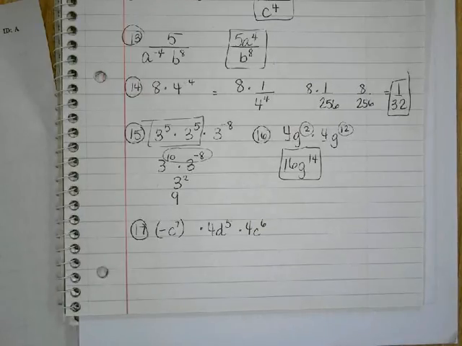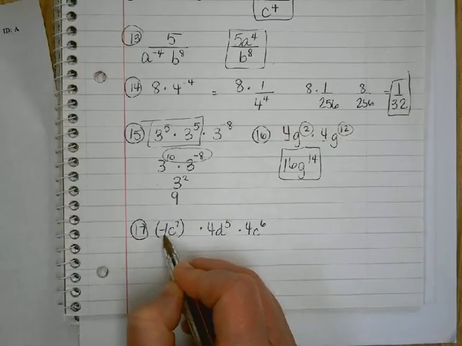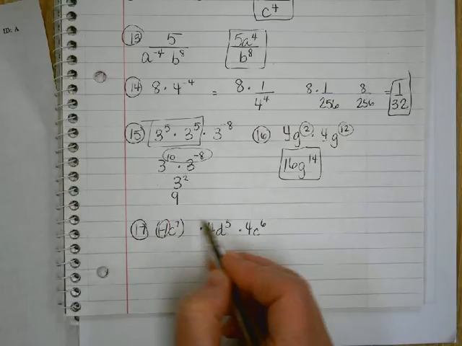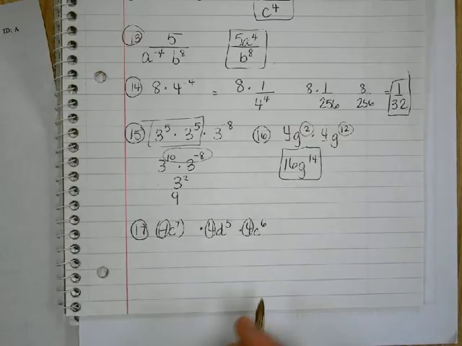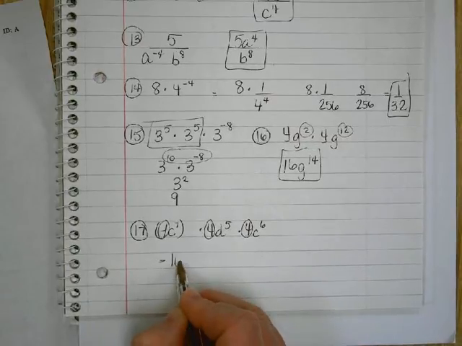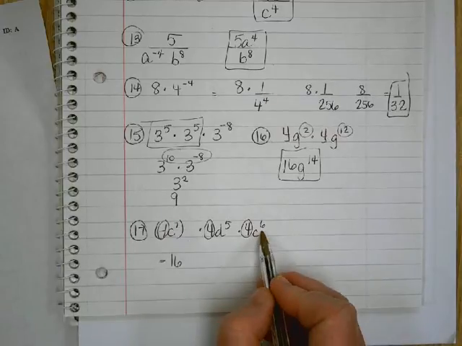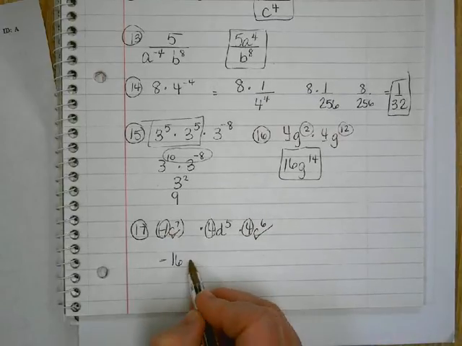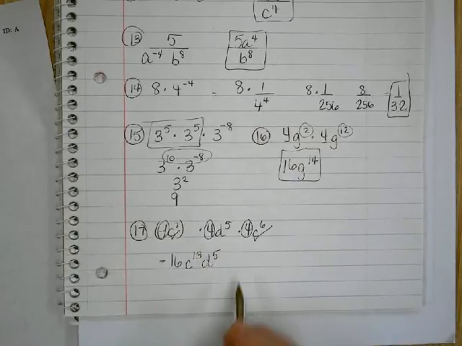What do we do here? What's the coefficient here? You need to multiply negative 1 times 4 times 4. Gives you negative 16. C to the 7th and C to the 6th combine to give me C to the 13th. And then I have D to the 5th.